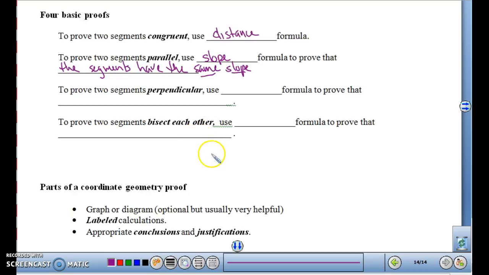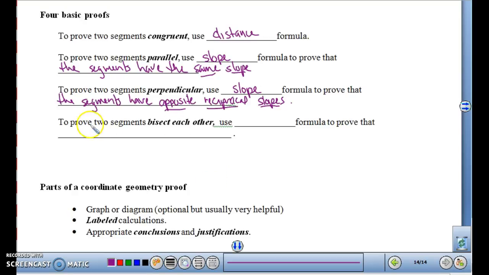To prove 2 segments perpendicular, what formula do we need? We need the slope formula. And what do we know about the slope of perpendicular lines? They have opposite reciprocal slopes. Okay, what makes them perpendicular? The slopes are opposite reciprocals.